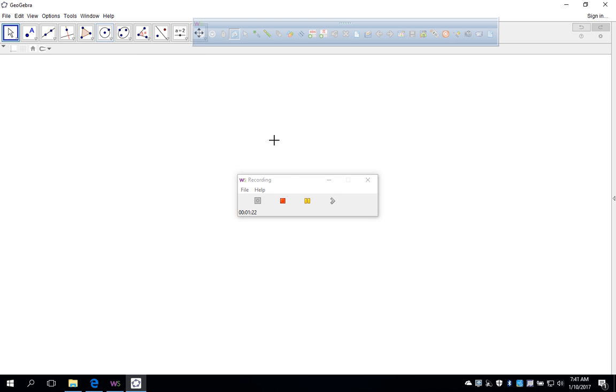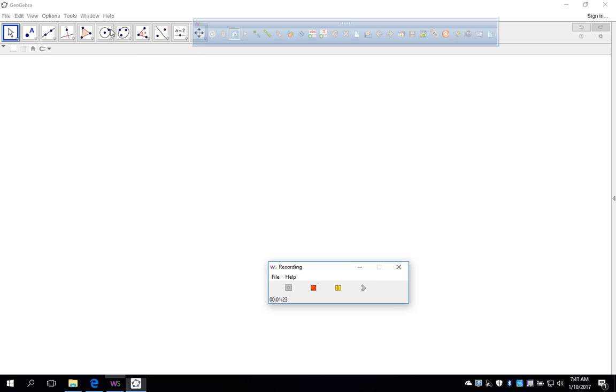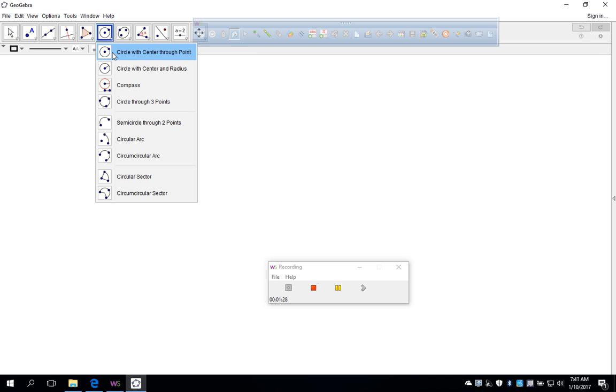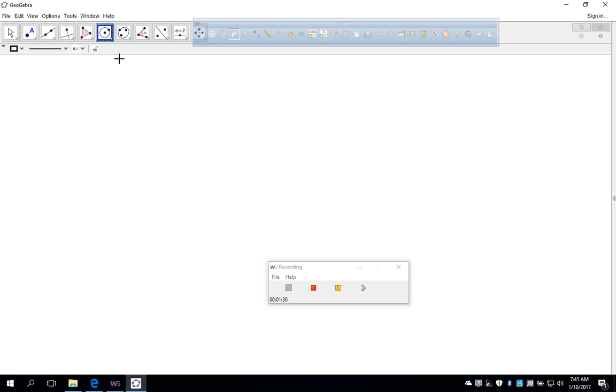So now we're going to make a circle. All you have to do is grab the first tool up here, circle with center through point. If you have a Mac, it works a little bit differently, but there's a circle.